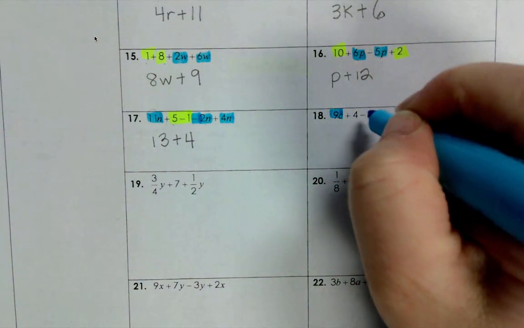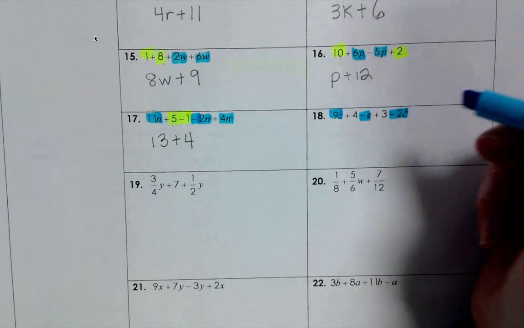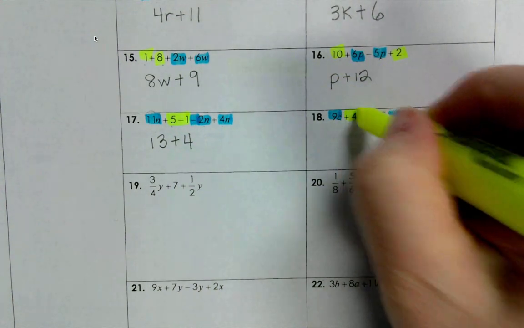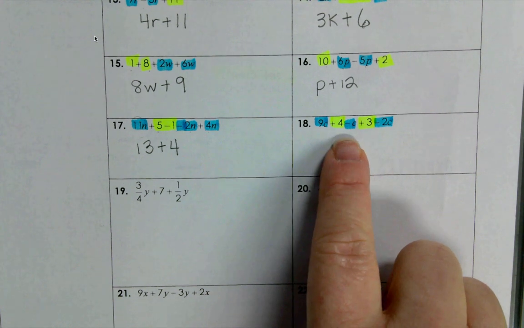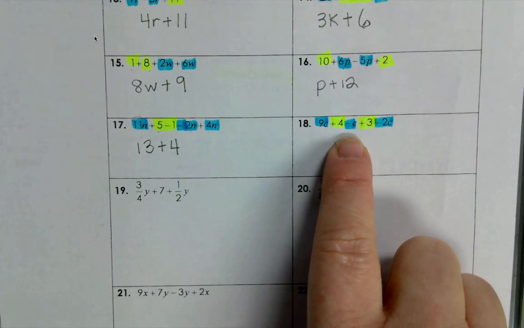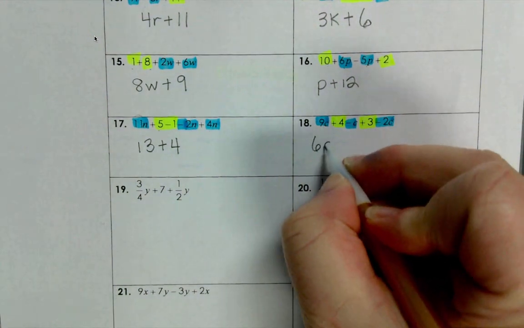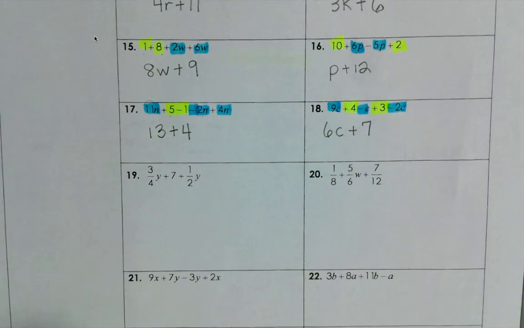9c, and a negative c, or minus a c, minus a 2c. Okay. And then I have 4 and a 3. So if I have 9 c's and I take away one of those, I have 8. But then I take away 2 more, I have 6. 6 c's plus 7. Okay.